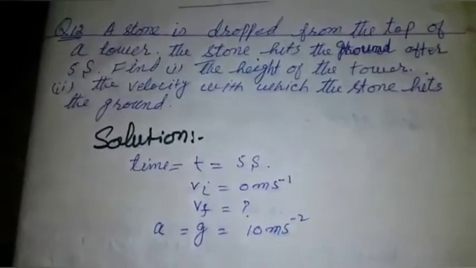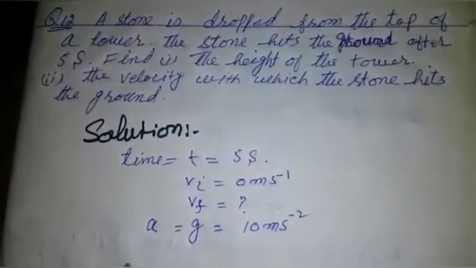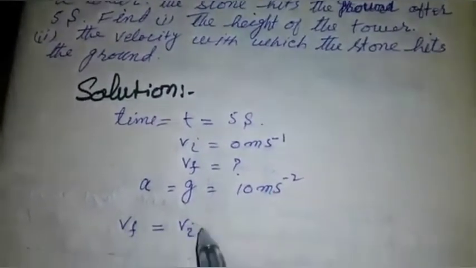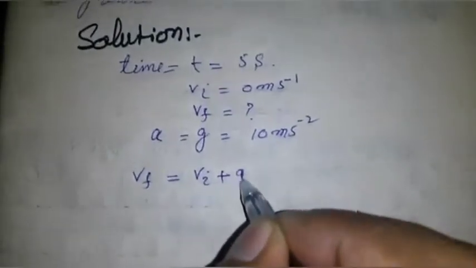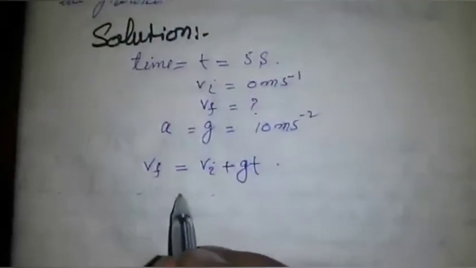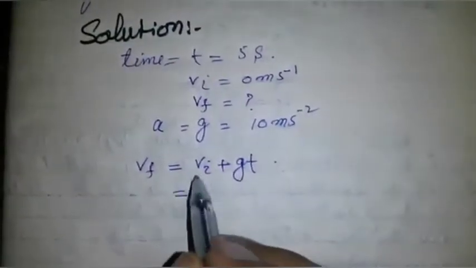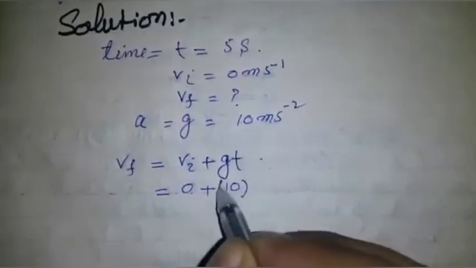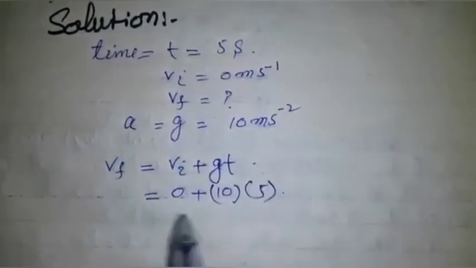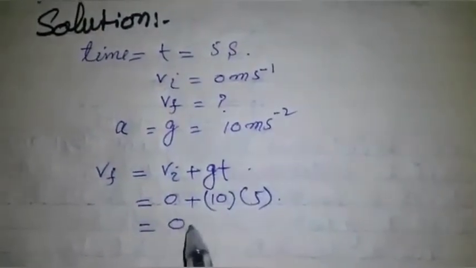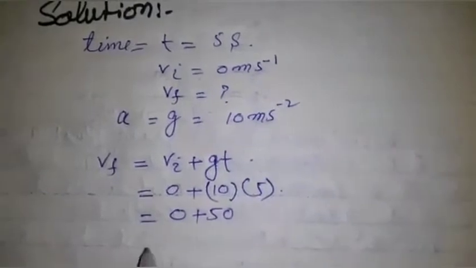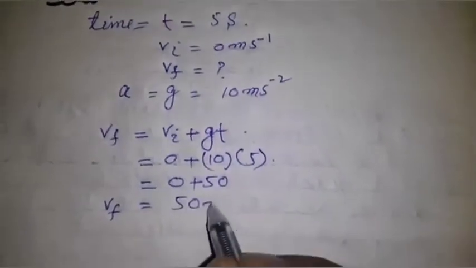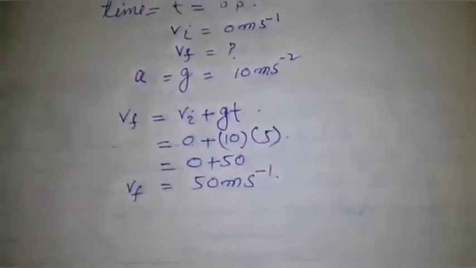Simply we use the first equation. Vf is equal to Vi plus gt. Vf is equal to Vi, which is 0, plus 10 into 5, which is equal to 0 plus 50, or Vf is equal to 50 meter per second.